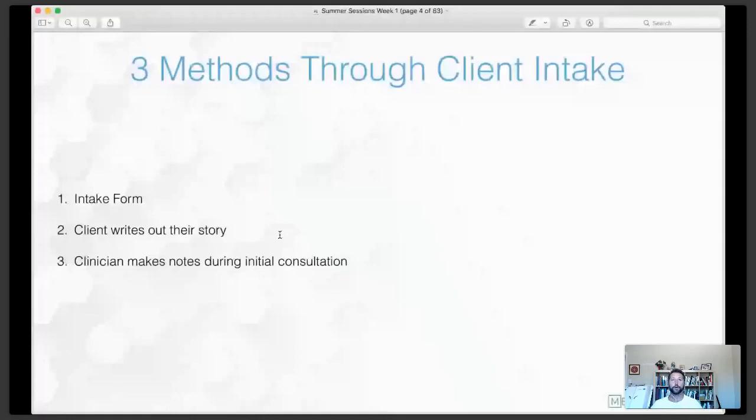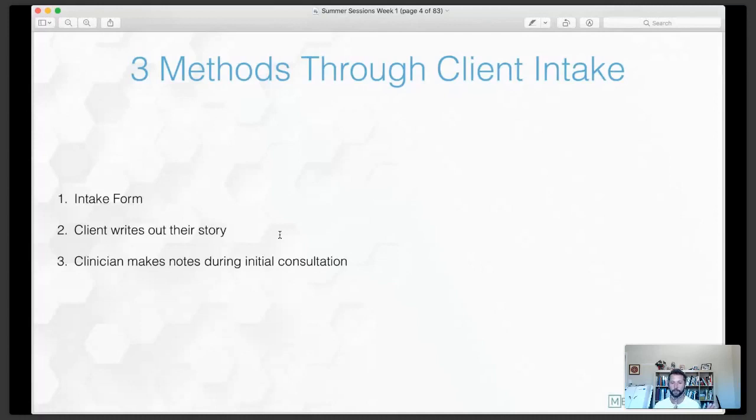Now, what we found is that the intake method is effective for certain things, but there's certain things that they just need to tell you. And this is why we like to have the client write out their actual story. There's something about story writing that enables the client to take the blinders off, to become more vulnerable, to present more information that you wouldn't have necessarily assessed. They may be more comfortable disclosing certain things when they write out their story.